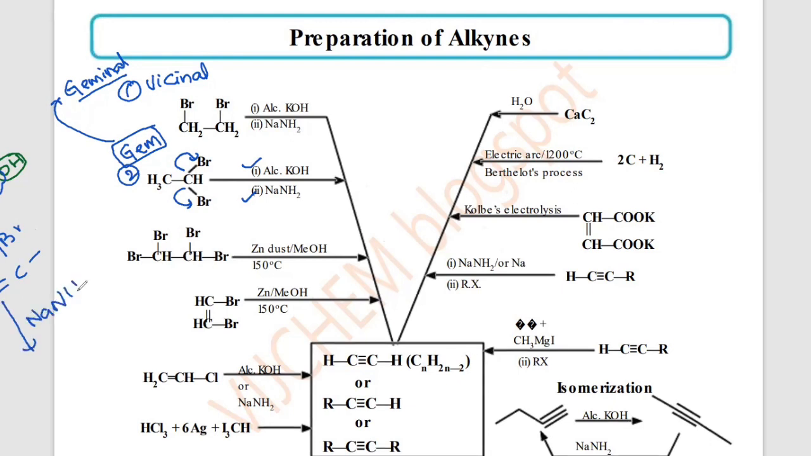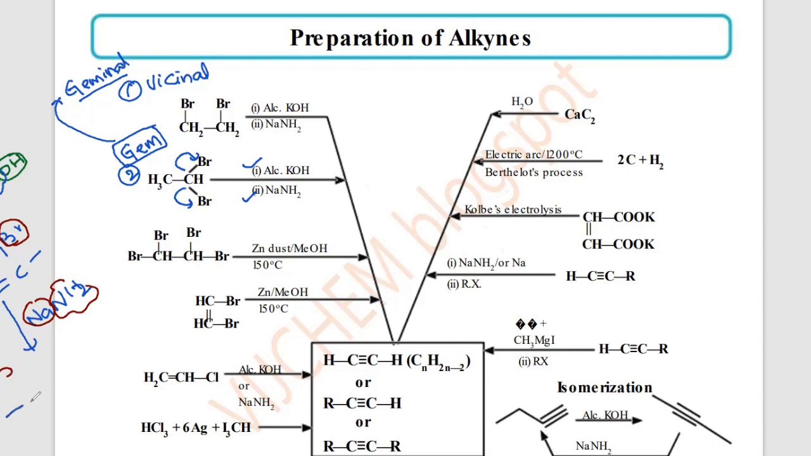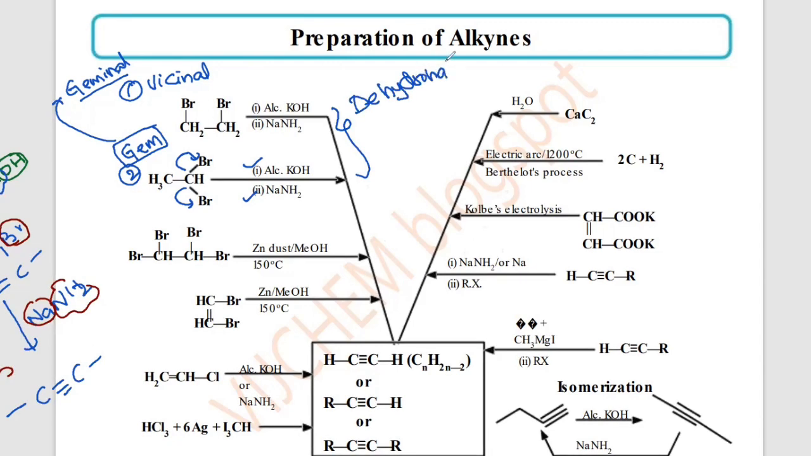Now we will be using sodamide, NaNH2. Always remember alkali metal will remove the halogen, sodium and bromine, so minus NaBr, and the hydrogen and NH2 will form ammonia. Earlier it was a double bond. Now one more bond will be formed, that is a triple bond. So this is the second preparation method, from the geminal dihalides. From the geminal dihalide, the common thing is that they both use the same procedure, which is called dehydrohalogenation.